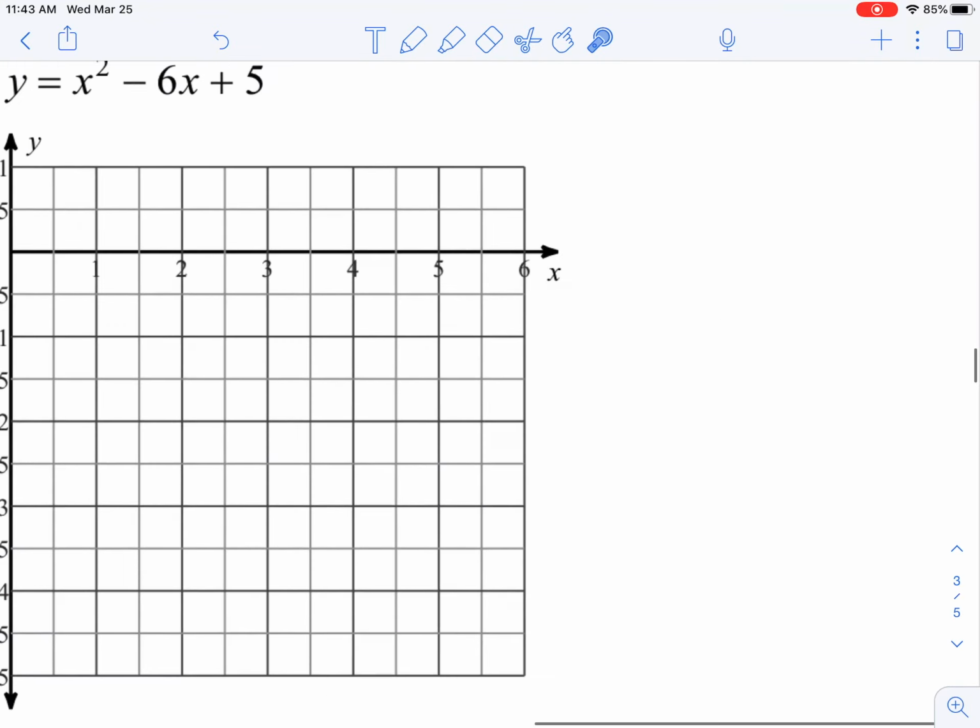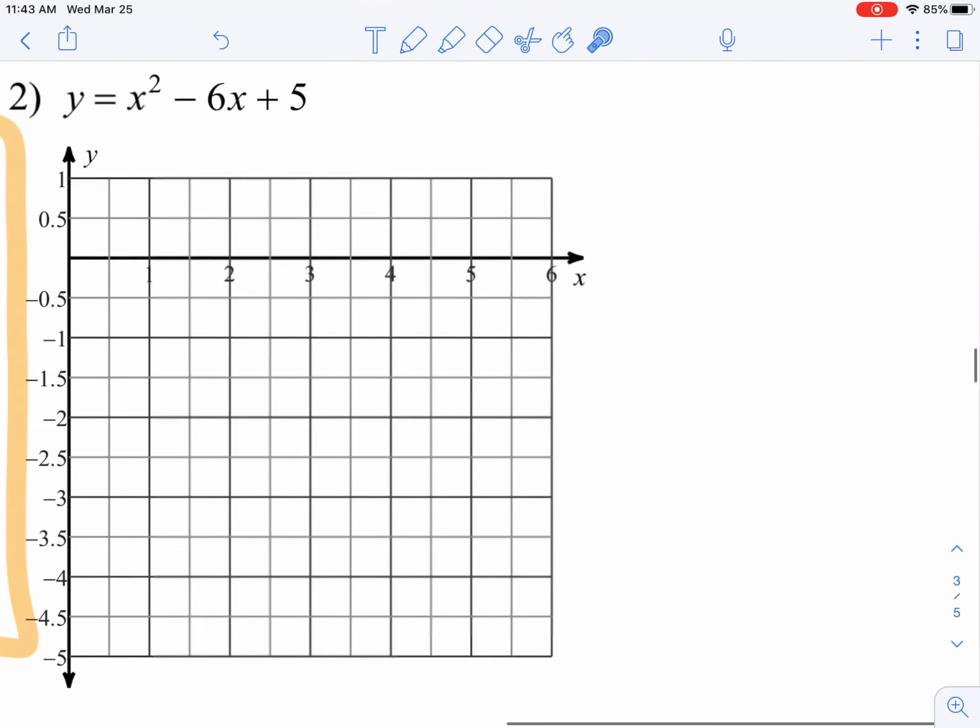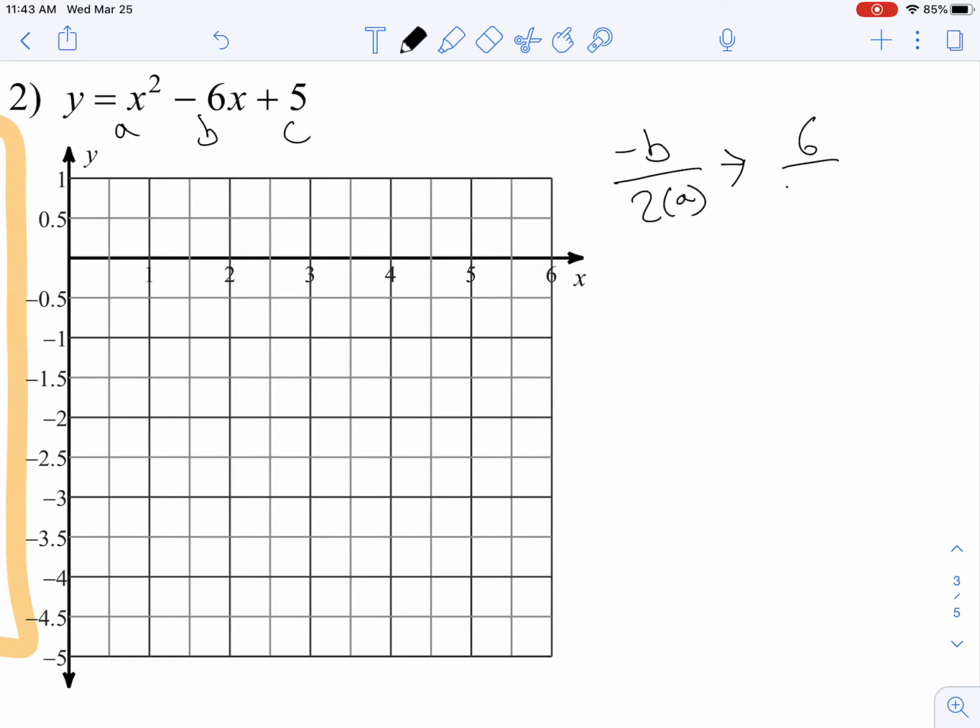So let's try it again on number 2. Okay, so the first thing I'm going to find is my vertex, and that's by using -b over 2a. And if I plug that in, I have my a, b, and c here. The opposite of b, so the opposite of -6, which is +6, over 2 times 1. So that gives me 6 over 2, which gives me 3.